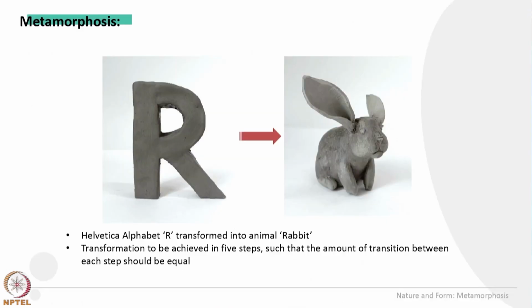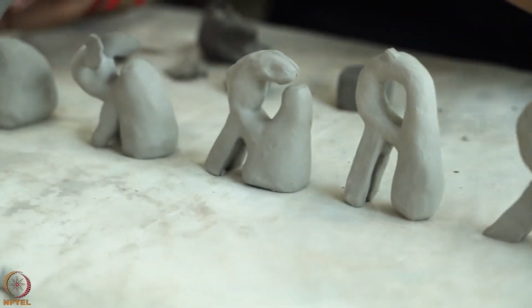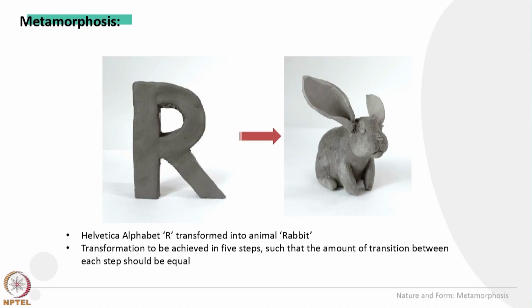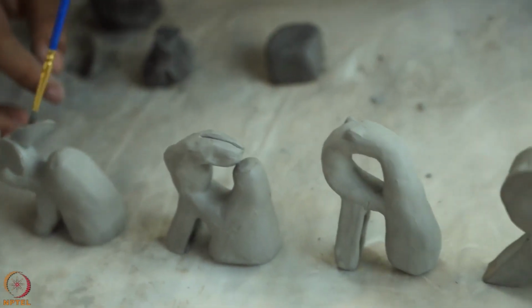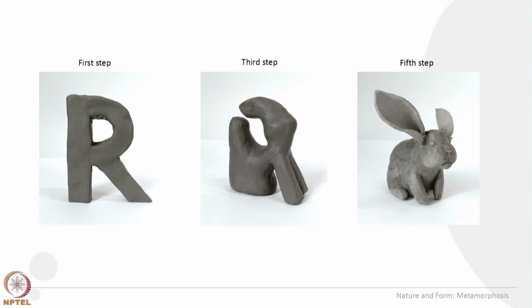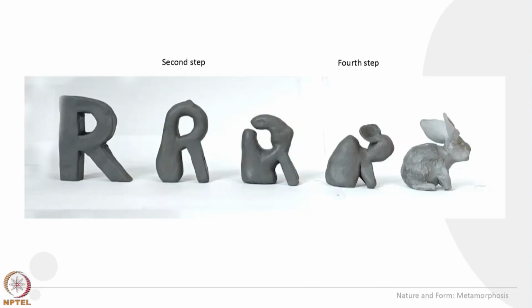So here we had to convert an alphabet, a Helvetica alphabet R, to be transformed into an animal, that is the rabbit. So R for rabbit. This transformation was to be achieved in 5 stages, so that the amount of transition between each step should be equal. So what I did is, first I made the first stage and the final stage, and then I made the middle stage, that is the third step. Then I made the second step and the fourth step.